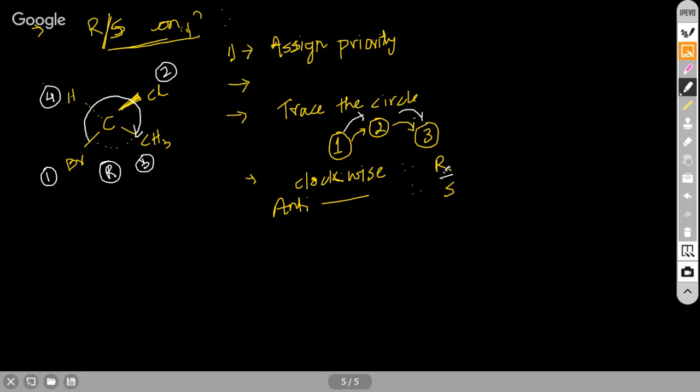No, it does matter. That's the condition, Shreya. The fourth priority group must be into the plane of the paper. Must be into the plane. That's the condition I have given you for flying wedge representation or wedge dash representation. Got it? Now I assume that all of you have written this part, right? So I'll just erase this first.